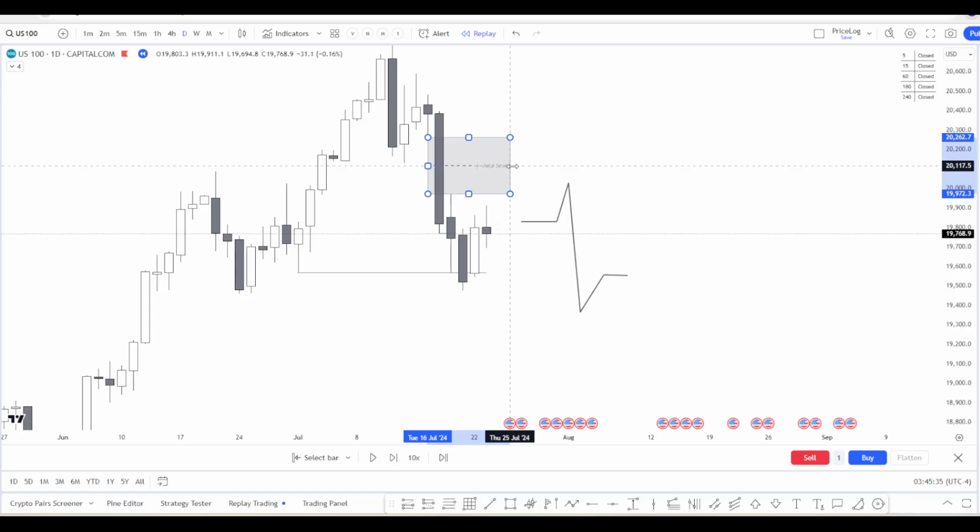All right. So what we're seeing right now is that we have a fair value gap up here. We want to see when price is not creating on the daily.